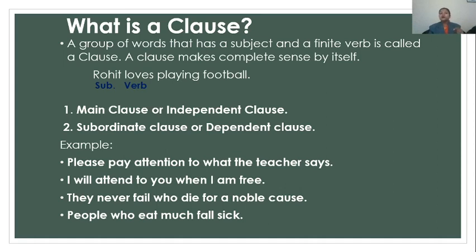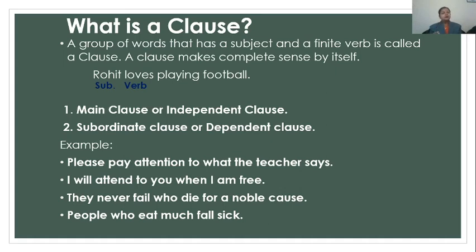Okay? Now, children, clauses are of two types: main clauses or independent clauses, and subordinate clauses or dependent clauses. These are the two types of different clauses, dependent and independent. Independent clauses are also called main clauses or coordinate clauses. And dependent clauses are also known as subordinate clauses. Clear? So don't get confused with their names.